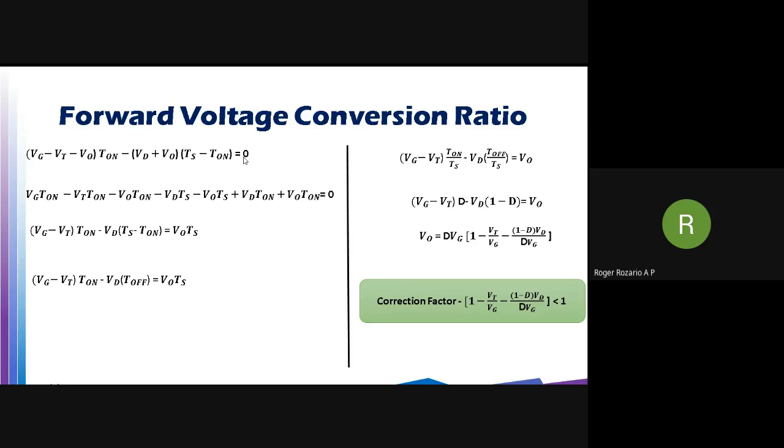Once you consider the switch non-ideality, the output voltage V0 decreases by this correction factor, and the correction factor value has two ratios. Vt by Vg is the first ratio. The second ratio is (1 minus D) into Vd divided by D Vg. That is the second ratio.